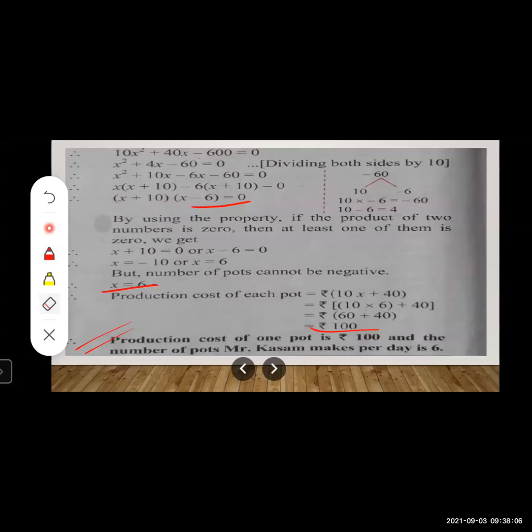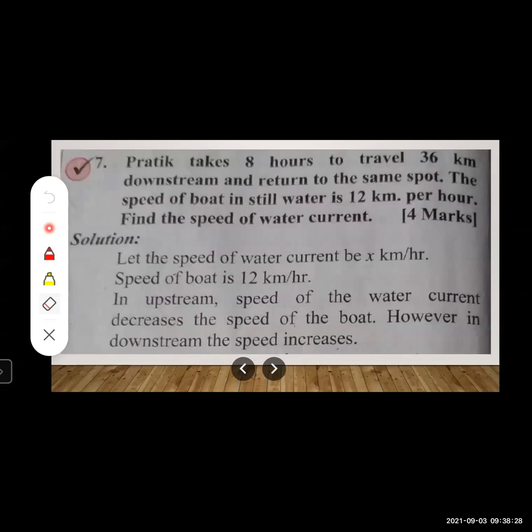I think, students, you must have understood this. Again, I am telling you again and again, read the sum very carefully. Everything you will find in the sum itself. Yes, everything is given in the sum itself. You only need to find out what is given in the sum. Okay, let us move to the next slide.